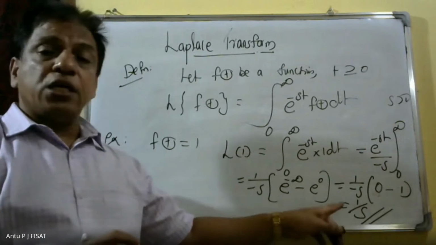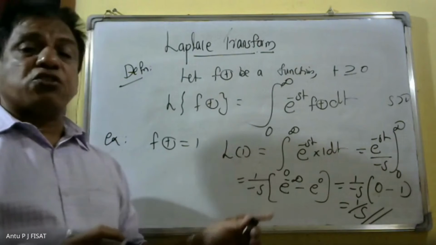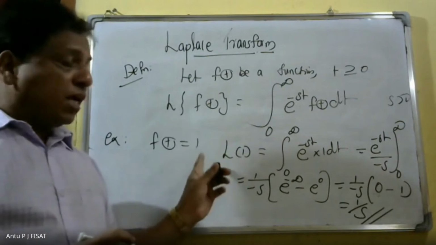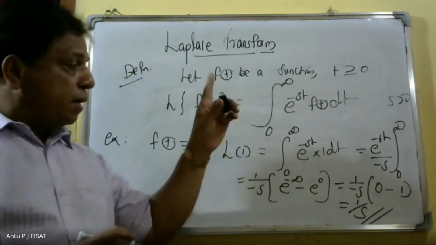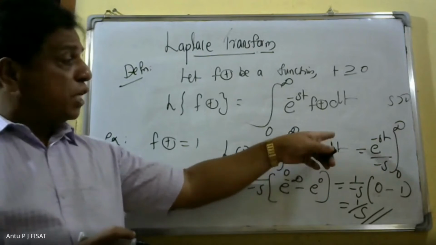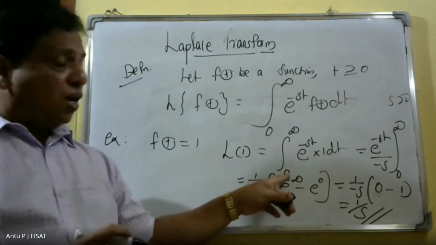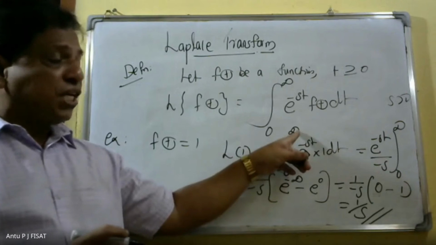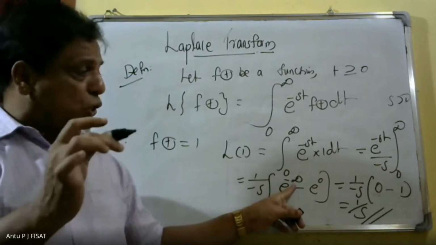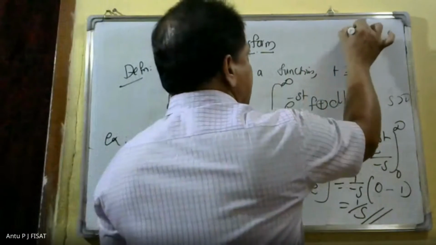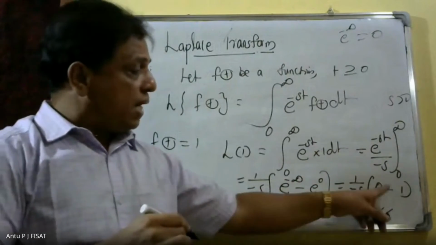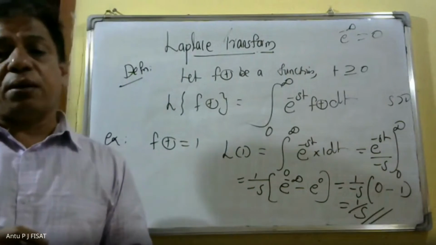This is the procedure to obtain the Laplace transform of a function. Here the function f of t is equal to 1. To obtain the Laplace transform, we multiply that function by e raised to minus st, integrate with respect to t and evaluate within the limit 0 to infinity. Here e raised to minus infinity is equal to 0. Therefore, 0 minus 1, releasing the brackets, the answer will be 1 by s.